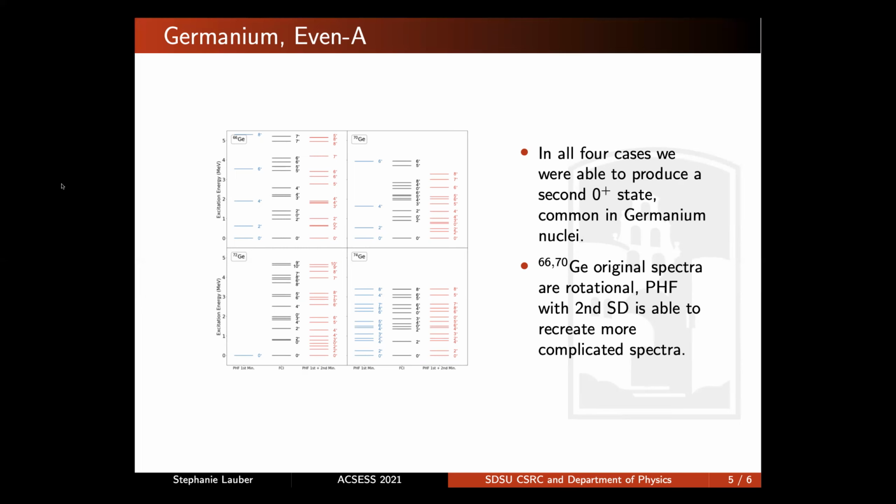We were also able to reproduce spectra that was more complicated, something more along the lines of what we would see in full configuration interaction or even experimentally. Specifically in germanium 66 and 70, we can see that the original excitation spectra was heavily rotational, but with the addition of that second Hartree-Fock minima, we can get something that better replicates our full configuration interaction.